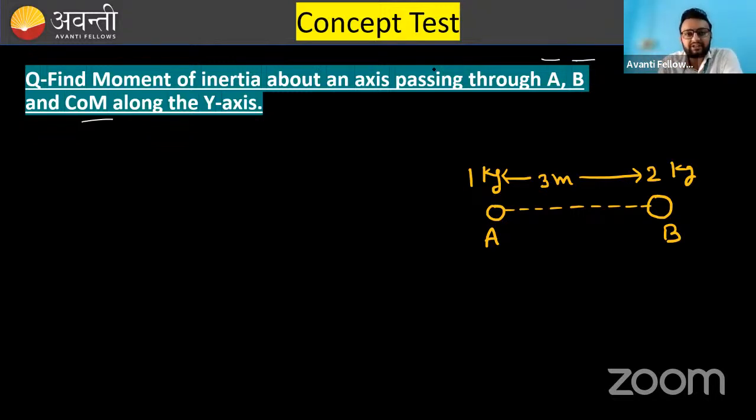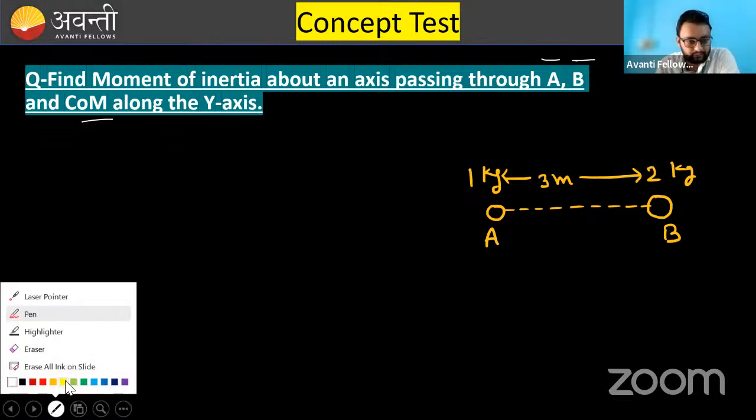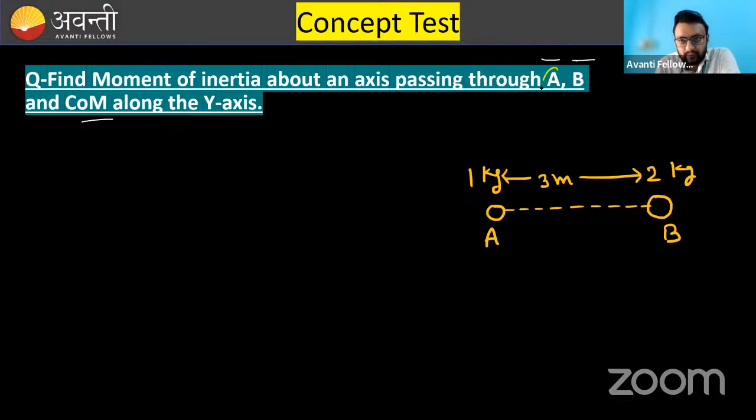They are saying that there are three axes. One axis is passing through point A. Another axis is passing through point B. And the third axis is passing through the center of mass of these two masses. And you need to find the moment of inertia about these three axes. That means there will be three answers. Why three answers? Because moment of inertia about each axis will be different.